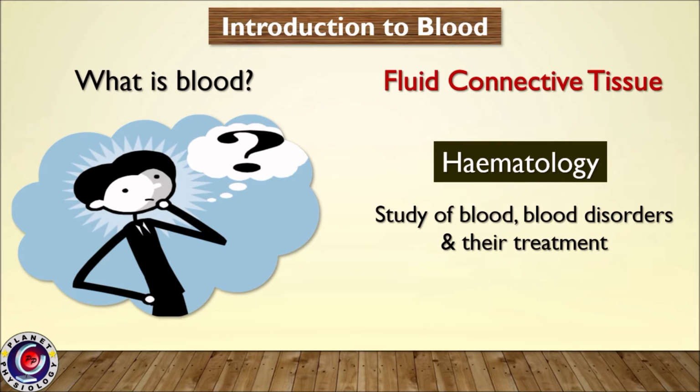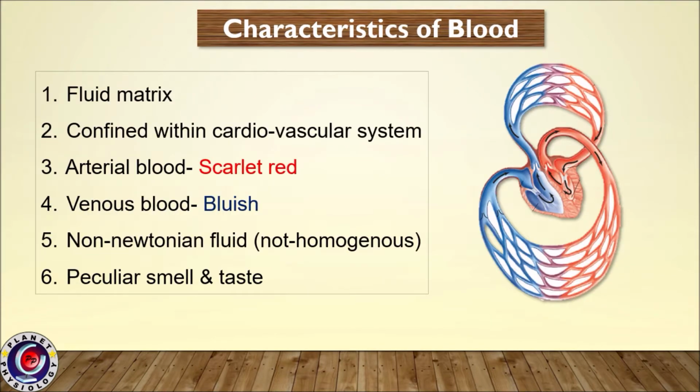Before dealing with composition and functions of each component of blood, we will just see what are the characteristics of blood. As I told, blood is a connective tissue whose matrix is watery or fluid in nature. This blood is confined within cardiovascular system. Arterial blood is scarlet red in color, whereas venous blood is bluish in color. Blood is non-Newtonian fluid. That means it is non-homogeneous fluid. It has got peculiar smell as well as taste.